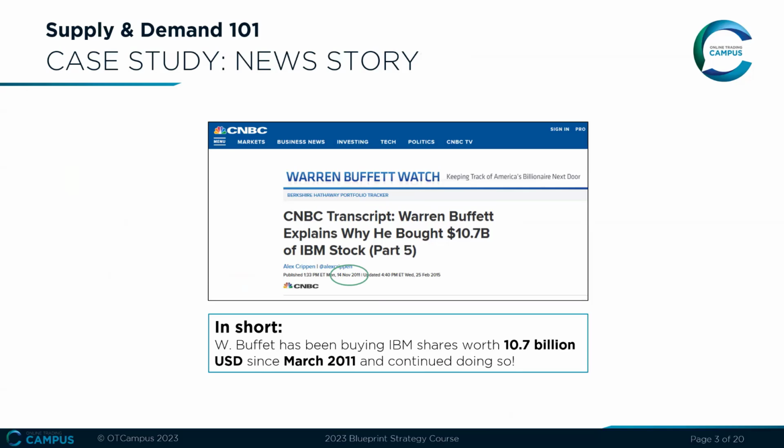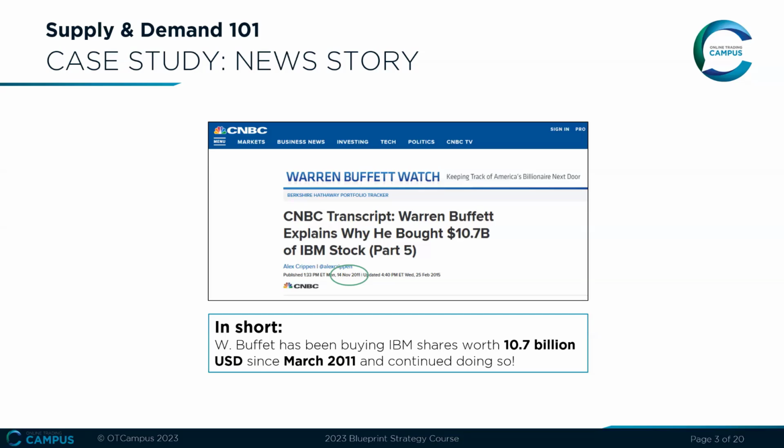What you can see on this slide is an article by CNBC about Warren Buffett that explains why he bought $10.7 billion worth of IBM stock. And this article is dated November 2011. In short, it tells that Warren Buffett has been buying IBM shares worth $10.7 billion since March 2011 and apparently continued to do so. So Buffett had pretty much been trying to buy and accumulate more stock for the entire year of 2011. Or in other words, Warren Buffett had been a willing buyer of IBM shares in the year of 2011 since March, to be exact.